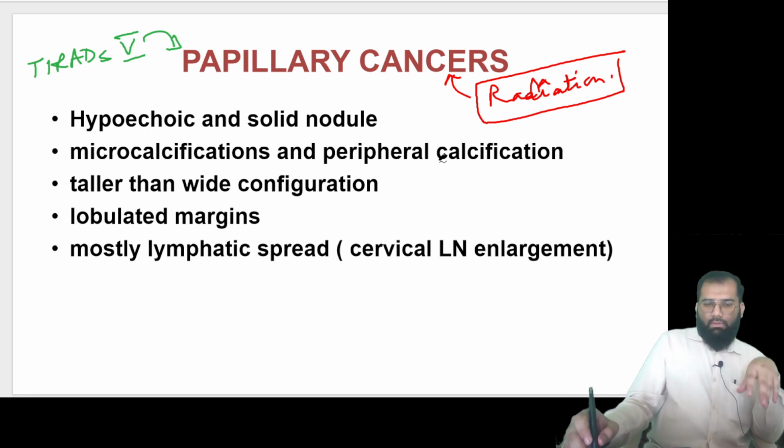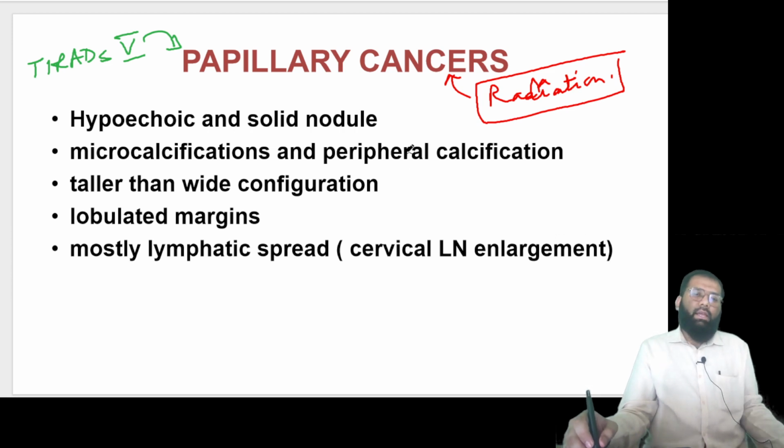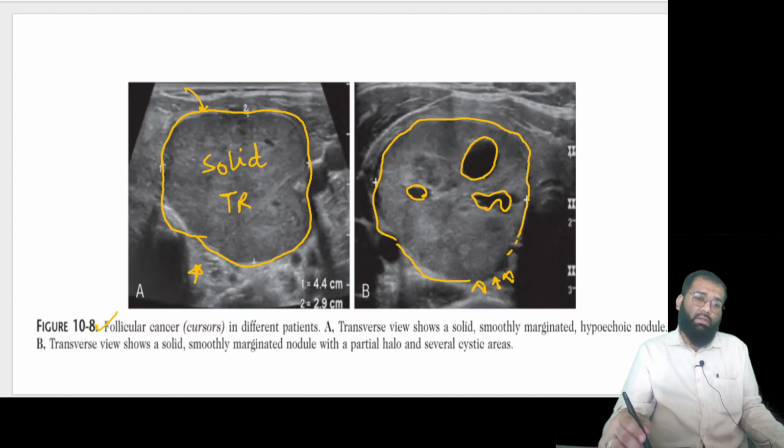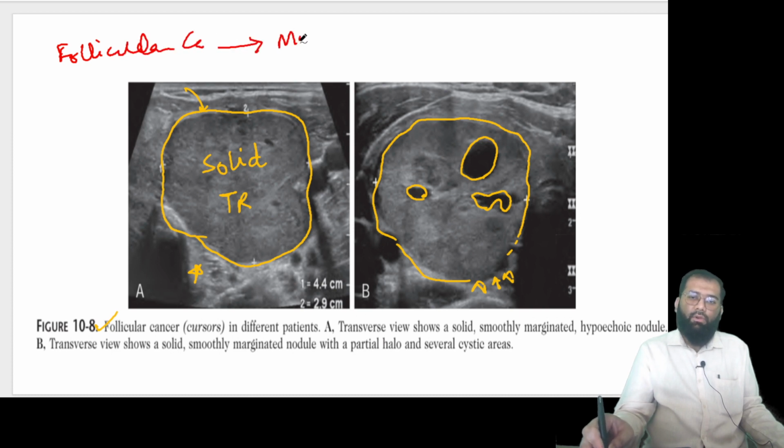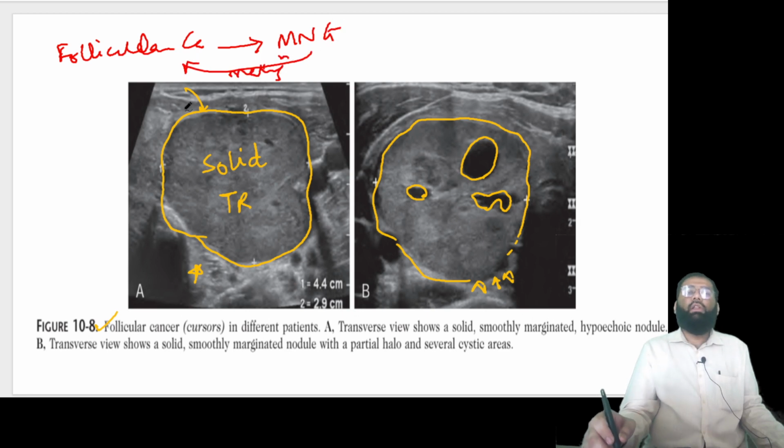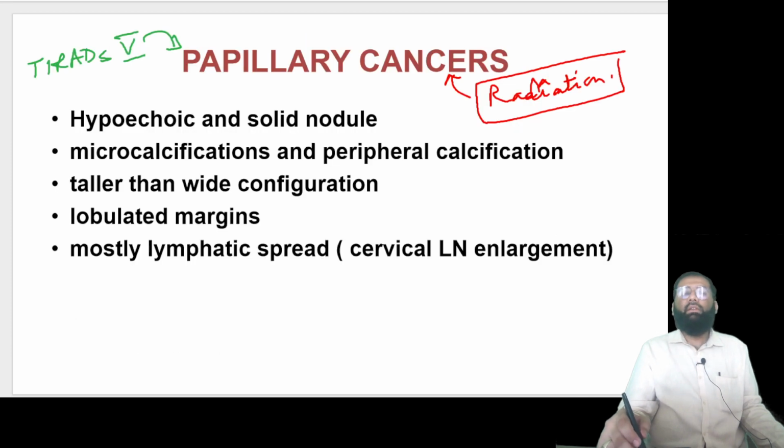Okay, now just to complete the topic, I will also tell that for follicular CA, which we have seen just before this, one of the very important risks is MNG, the presence of multinodular goiter. So MNG can get malignantly transformed into follicular CA. Similarly, follicular adenoma can get transformed into follicular CA. Okay. Now, when it comes to papillary CA, radiation is a very, very important risk factor.